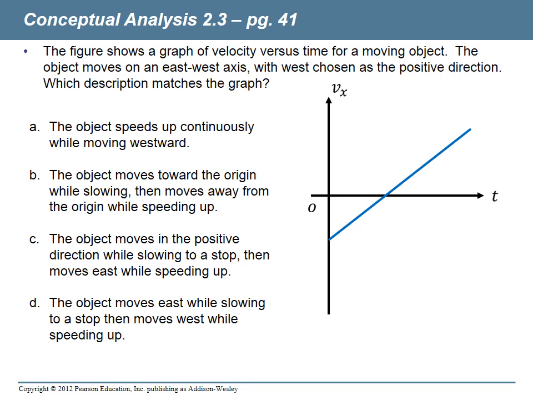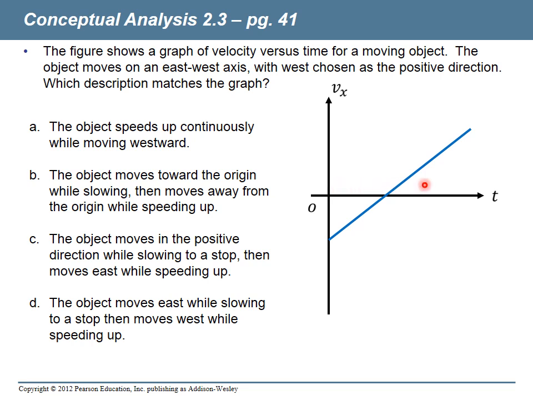The object speeds up continuously while moving westward. If it's speeding up continuously, then the velocity would be continuously increasing, right? So this looks pretty good for a continuously increasing velocity, but it says while moving westward, so it would have to be moving westward the entire time.